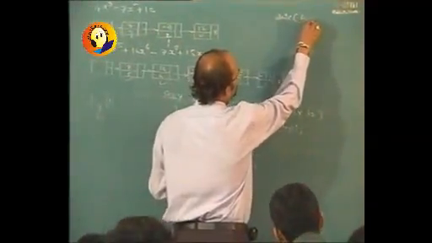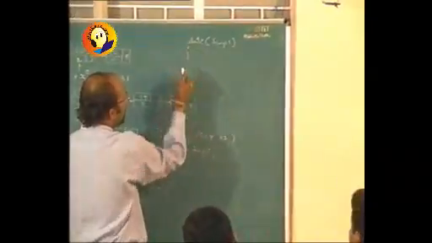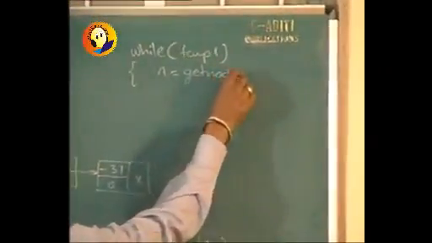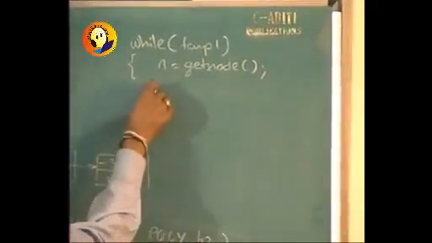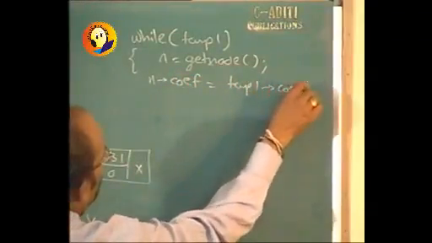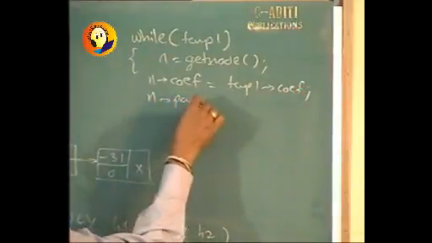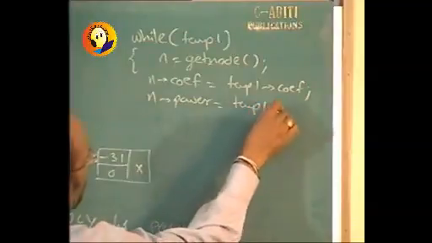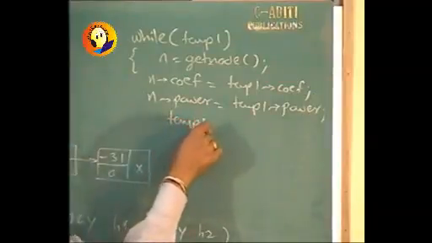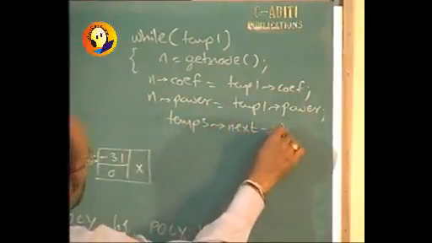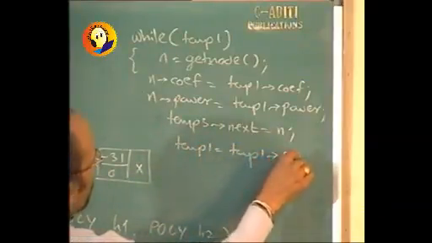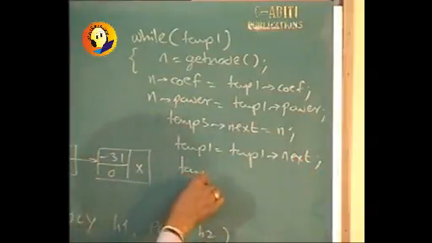While temp1, that means if the first list has not yet ended, in that case you will again generate a node, then you will copy the coefficient from temp1, you will copy power from temp1, you will attach this n after temp3, you will increment temp1, and you will set temp3 to the last position.